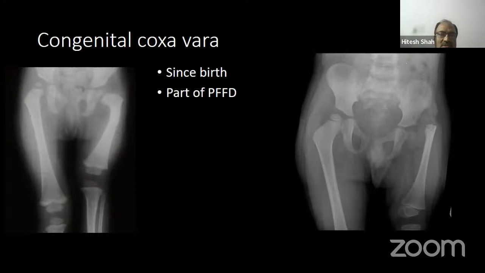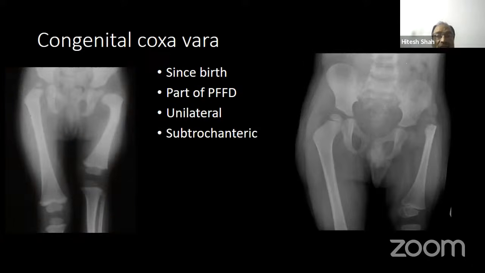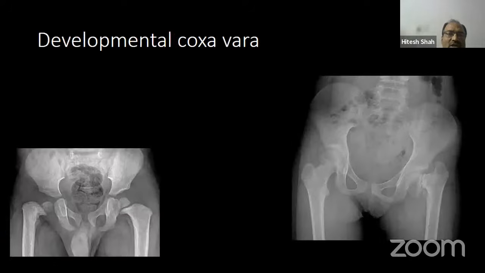It's a part of the proximal femoral focal deficiency. Most of the cases would be unilateral; bilateral cases can occur, but they are exceedingly rare. Most of the time the Coxa Vara is at the subtrochanteric level, though it can happen at the neck and the ossification center, but by and large the proximal growth plate would not be the primary cause in congenital Coxa Vara, and it doesn't increase. If it has been treated, it will remain the same. So recurrence in these cases is not very common compared to developmental Coxa Vara.